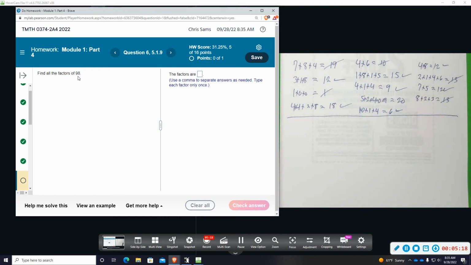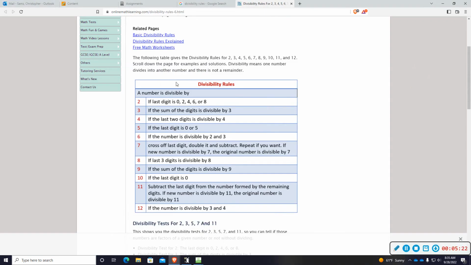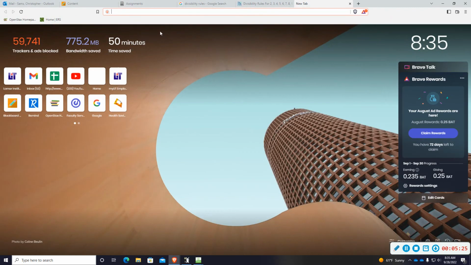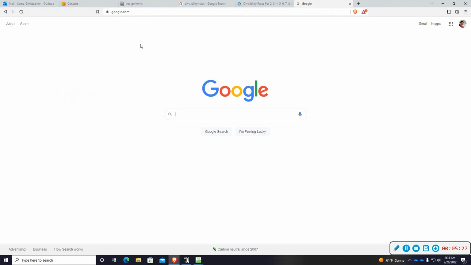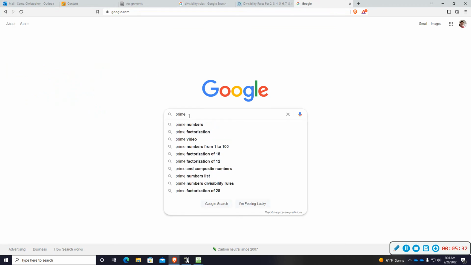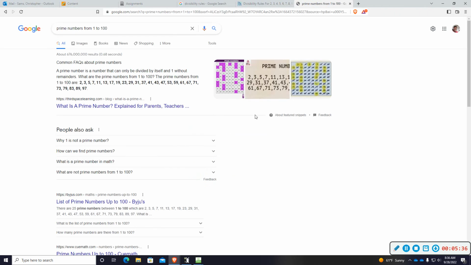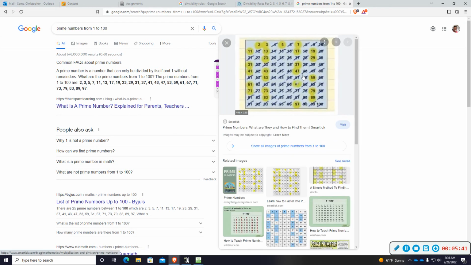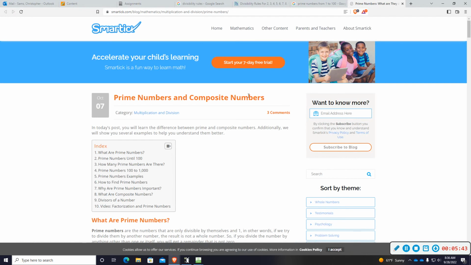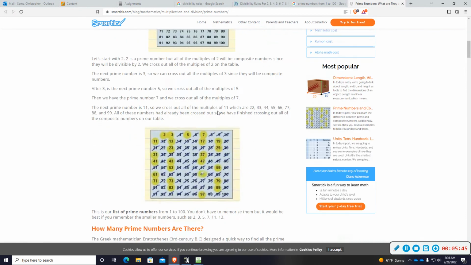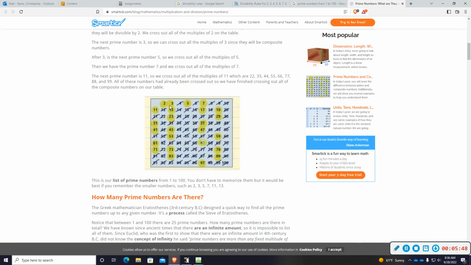So prime numbers are numbers that can only be multiplied by 1 and itself to get that number. So let me try to show you prime numbers again. I'm going to go on Google and just look for prime numbers. Let's just go 1 to 100. Usually I have students write down the first up to 50. So these numbers that are in yellow are prime.